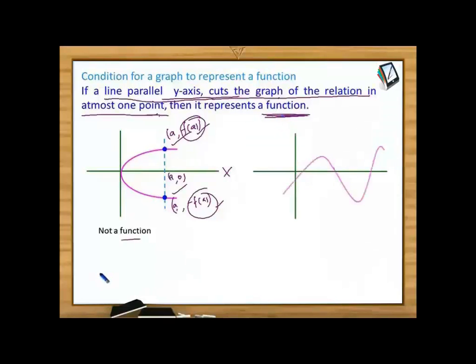Now let us see another example. Now here you consider any line which is parallel to y-axis, any line. How many points will it cut? That's a line I have drawn which is parallel to the y-axis. It cuts only at 1 point. Now this line is cutting at only 1 point. That means every element on the x-axis will have only one image on y-axis by this graph. So can I call this a function? Yes, this is a function, right?